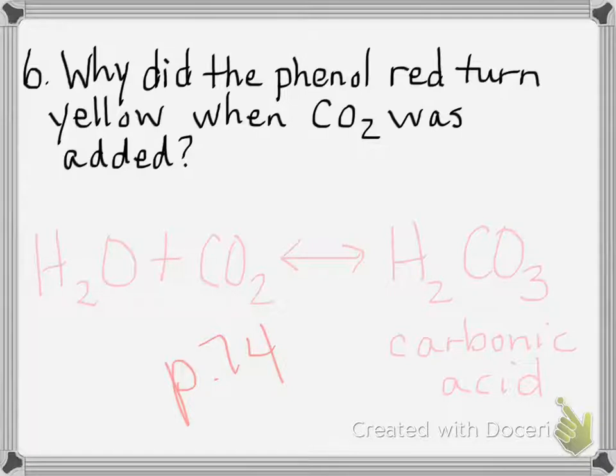So check it out. Here's the water that was in their test tube. And then what was in their breath? CO2. So there's the CO2 from their breath. And look, it added together and made carbonic acid. So the pH indicator phenol red turned yellow because the pH became acidic. We made acid in there. So the answer is we made acid with the CO2 blowing into the water.